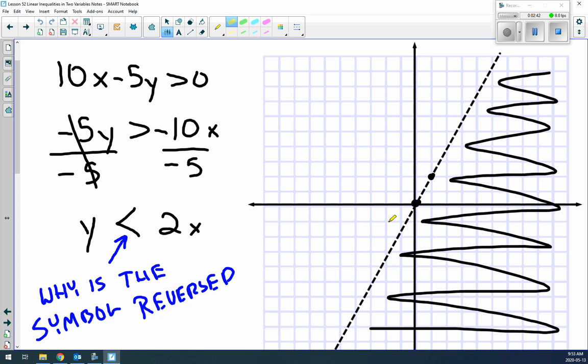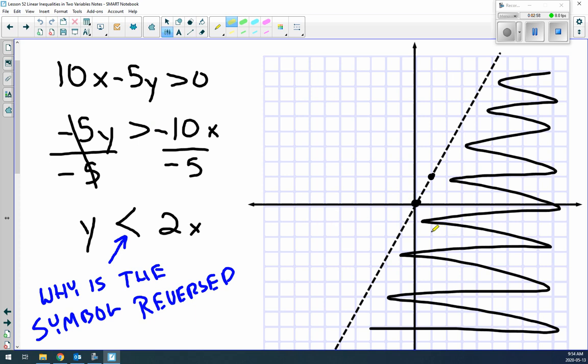How do we graph that? The intercept is 0. The 2 means we go up 2 over 1, up 2 over 1, up 2 over 1. Why did we put a dotted line here instead of a solid line? Because it's strictly less than. If it's just greater than or less than, it's a dotted line. Okay, let's pick a test point.